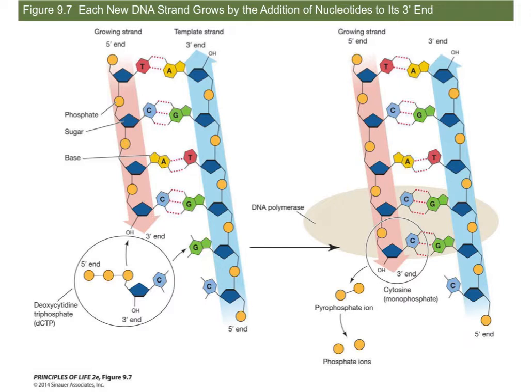So in this first diagram, you can see that there's a cytosine that is going to be attached to a guanine where it matches, and we are forming a phosphodiester bond between the 3' end of the strand and the 5' end of the newest nucleotide.